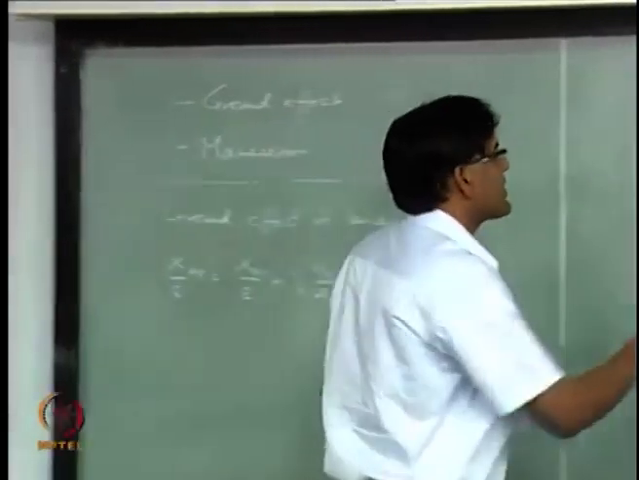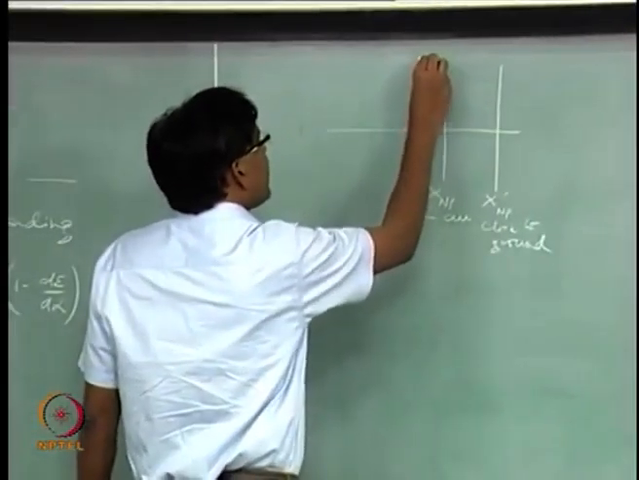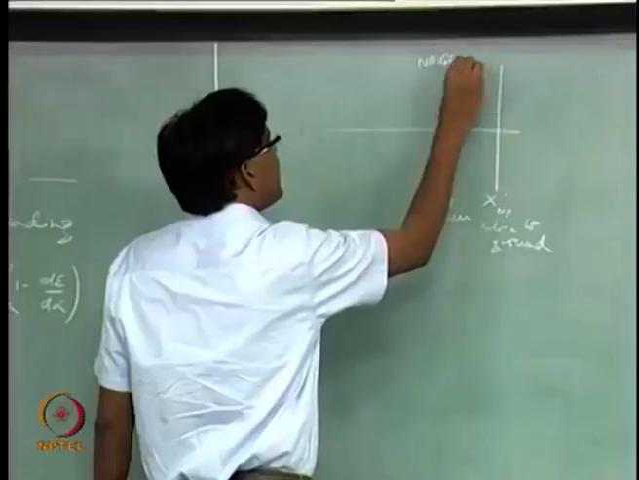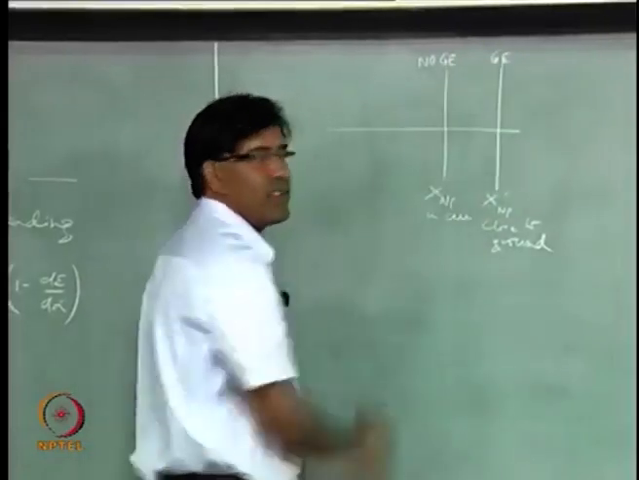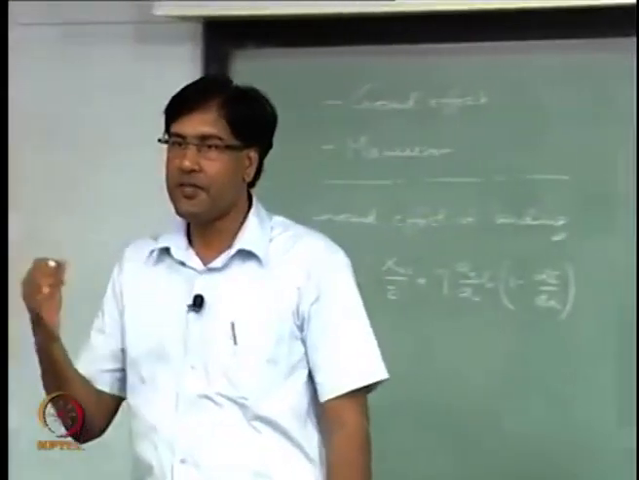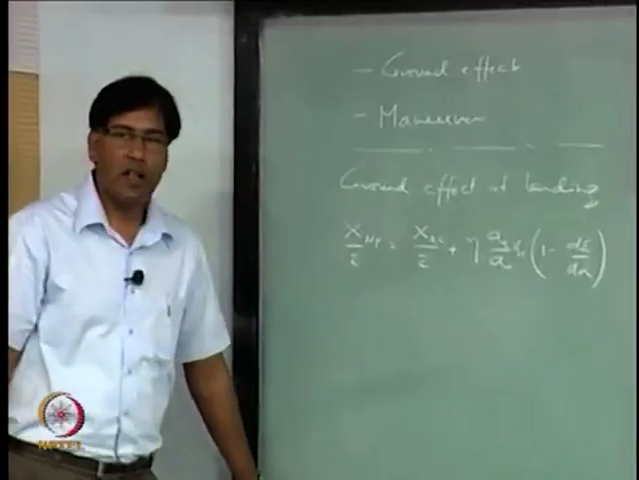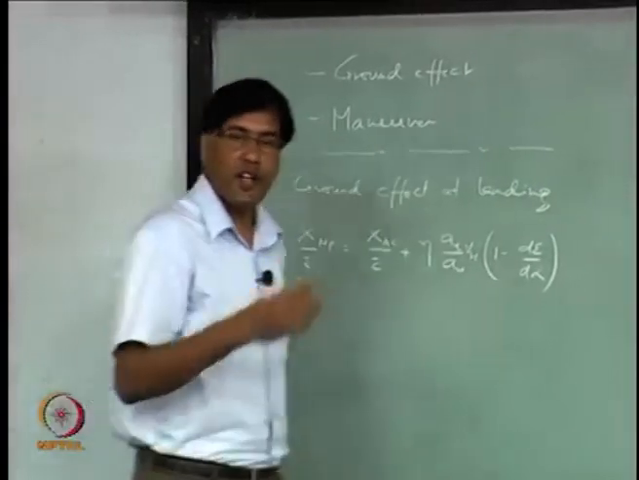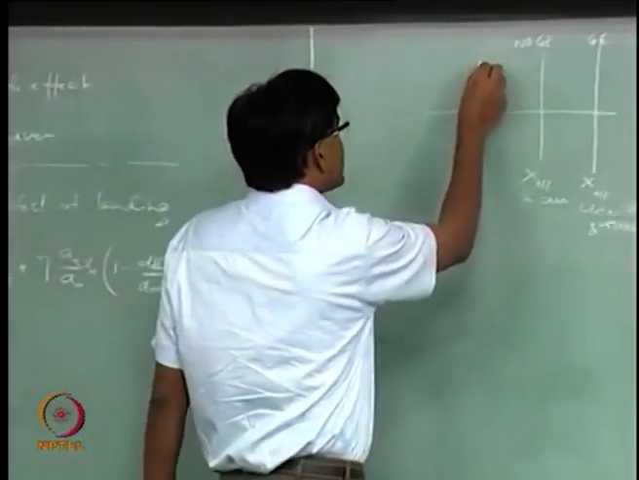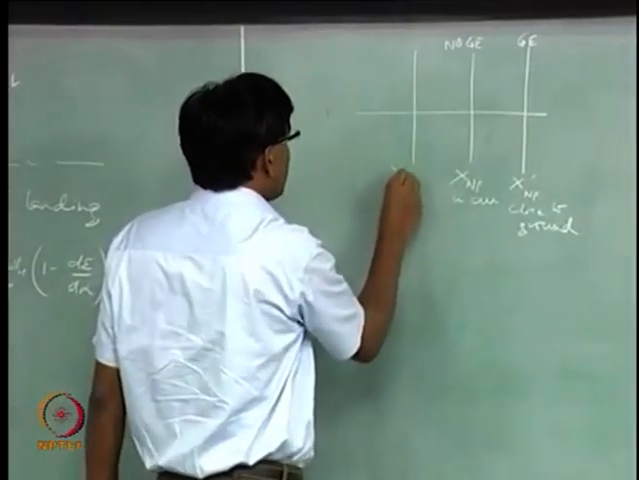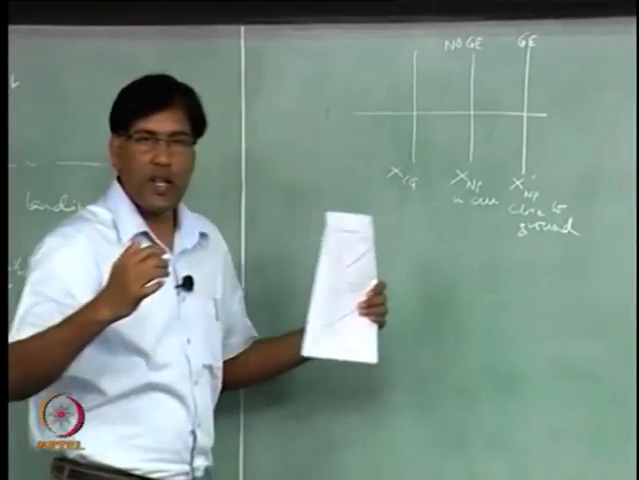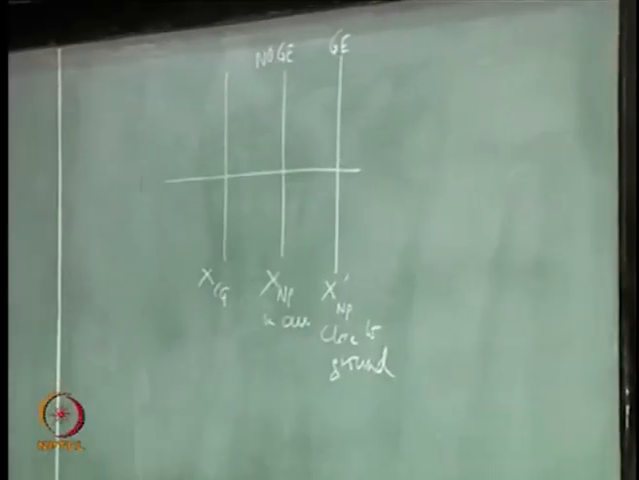So, I will write this: no ground effect and ground effect, GE for ground effect, right. So, if your CG is fixed, what is increasing because of this? Static margin. So, stability is more, right, and look at this picture.